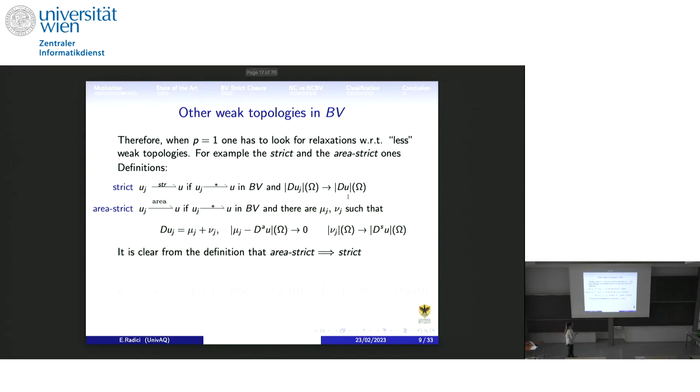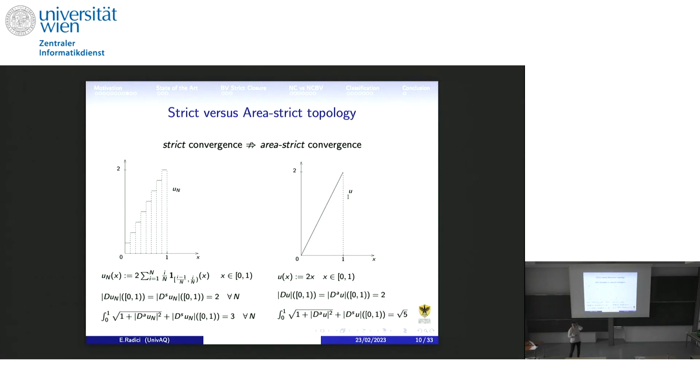Clearly, by the definition, it's clear that area strict implies strict. And why the name area? Well, because it's not immediate to see this, but it can be proved pretty easily that requiring the area strict convergence means requiring the convergence of the area functional plus the total variation of the singular part. Okay, so this gives the name. The other implication is not true. Area strict is stronger in practice than the strict convergence.